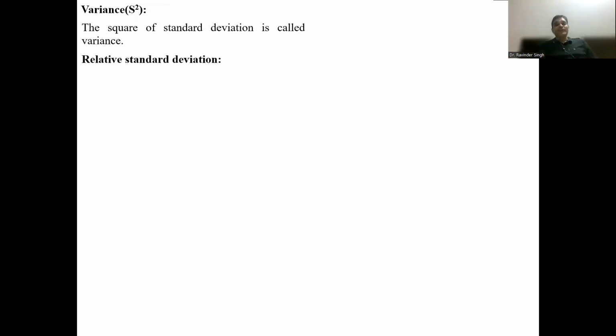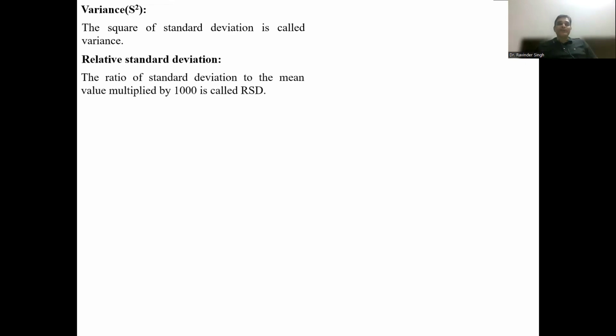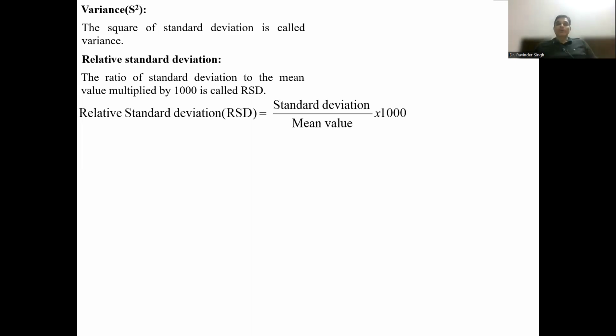Now, what is the relative standard deviation? The ratio of standard deviation to the mean value multiplied by 1000 is called the relative standard deviation. Means standard deviation divided by mean value multiplied by 1000. Now that is the RSD, relative standard deviation.